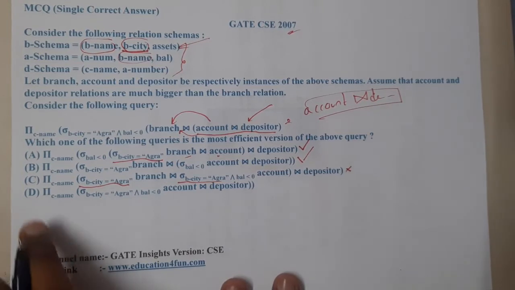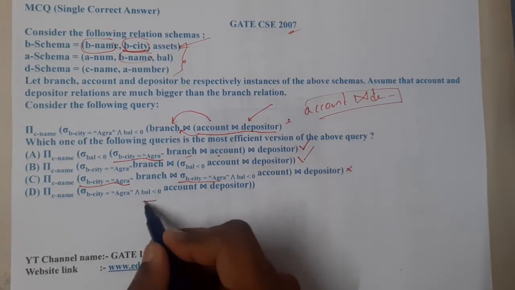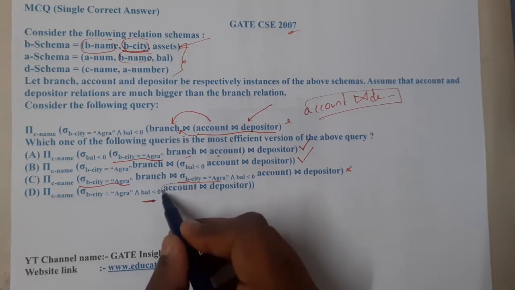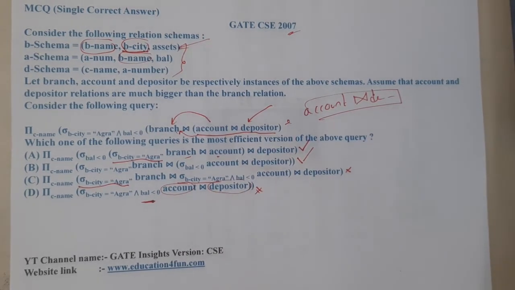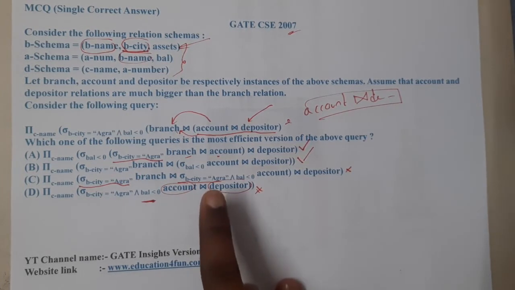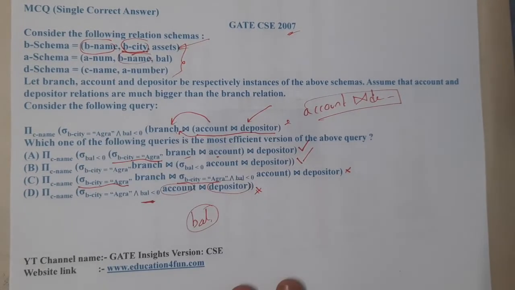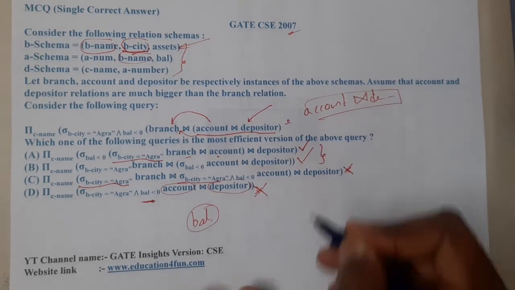Moving on to option D. In option D, he eliminated the branch table directly. Then from where will you get the city value? The balance value is in account, so account with depositor, but how can you know the details from this? This is also wrong, because here we are not even having the city part. B city is only in branch. So that is the reason we can eliminate this option. We have eliminated options C and D, so we are left with only options A and B.